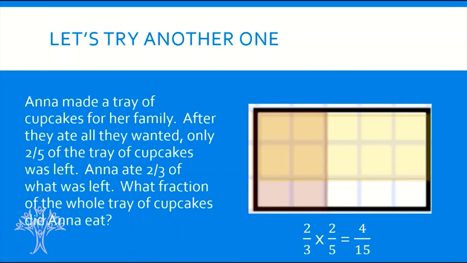I also noticed that the small overlapping rectangle has the same dimensions as the numerators. 2 by 2. Here's our small rectangle, 2 by 2. 2 times 2 equals 4, and 3 times 5 equals 15. I wonder if this will happen every time. I hope you'll explore this as you solve some more problems on your own.